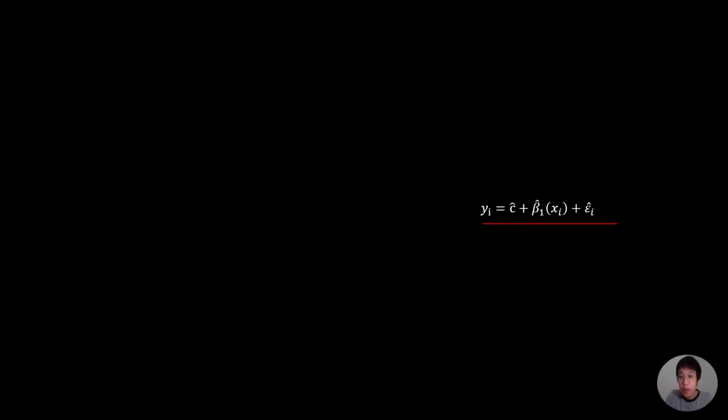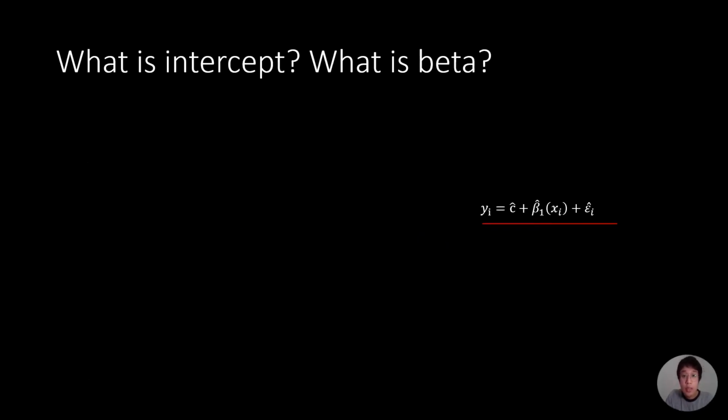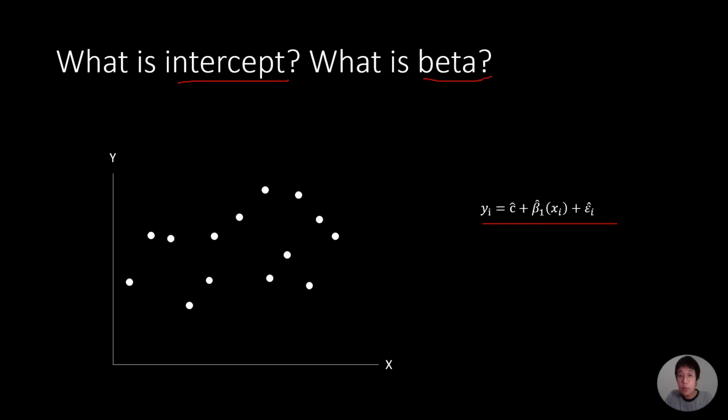I wrote it down here again. So in this case, we are asking what is the intercept and what is beta. Let's draw again the scatter plot. Intercept is just this part, the intersection between your fitted line and your y-axis. This is what we call the intercept.